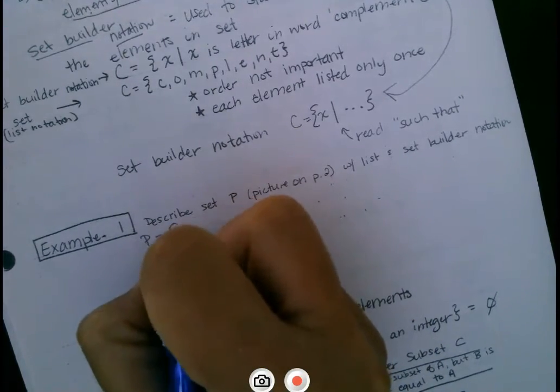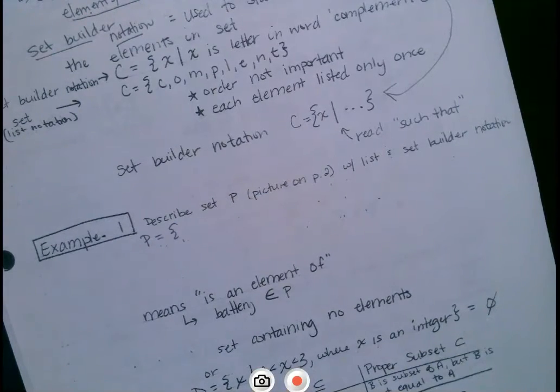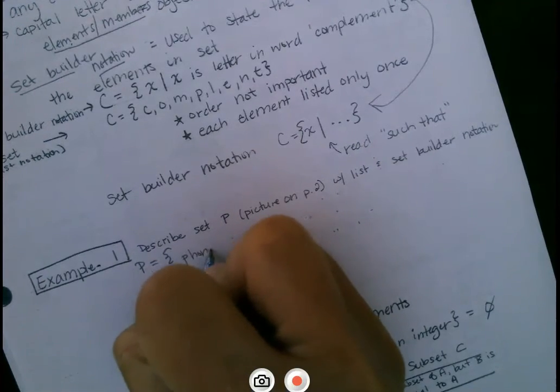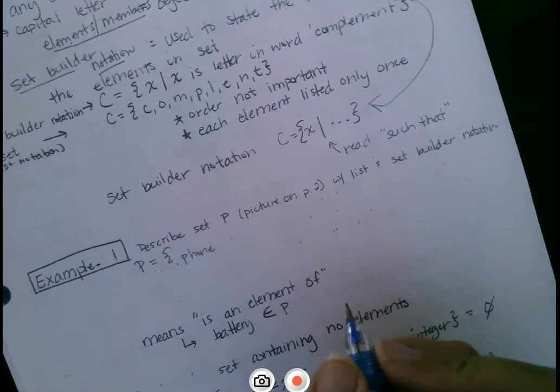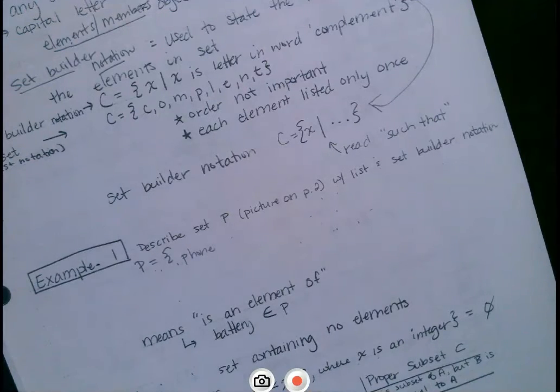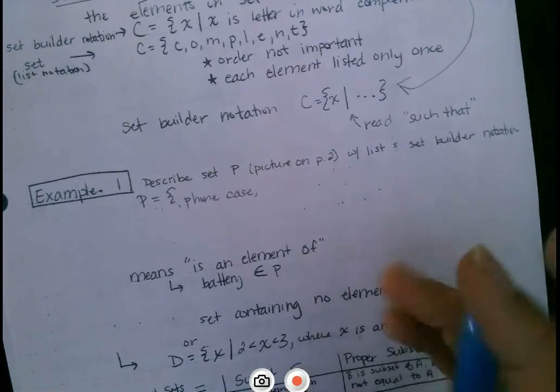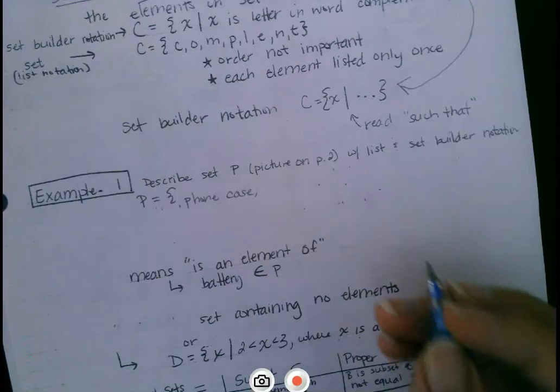So P equals. And what do you see in the picture on page 2? The actual picture up in the top right corner. Electronic stuff, but you have to list it off. A phone case? It's actually an armband case, but we can call it a phone case. That's okay because it attaches to your arm when you're running. What else is there? There's another phone case. So one phone case.